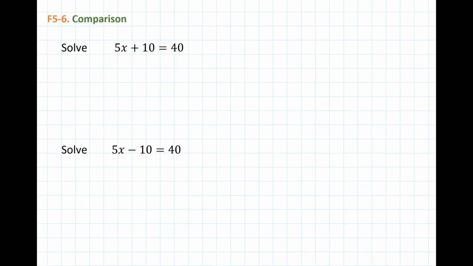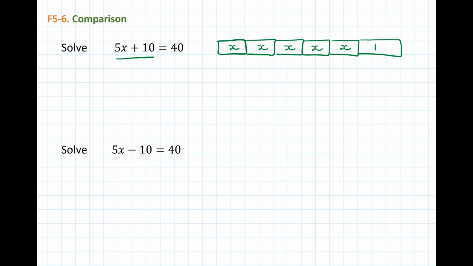Now we have looked at both F5 and F6. You can have a go at these two questions. Pause the video now, draw the bar model, and work out the value of the variables. The top question is 5x plus 10 equals 40. First of all, let's draw the bar model. We have 5x and an additional 10. All of this equals 40.